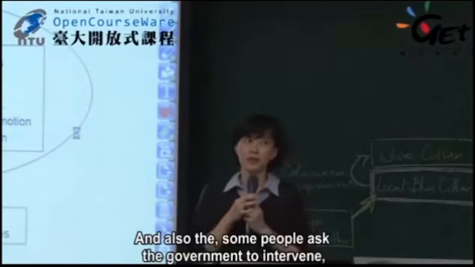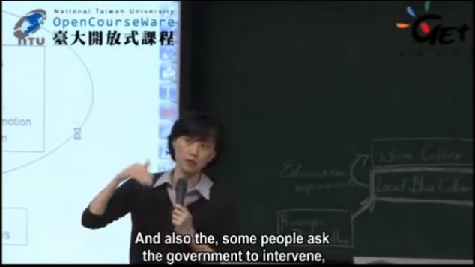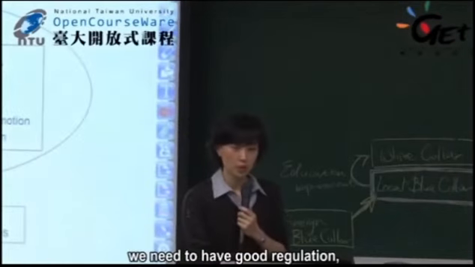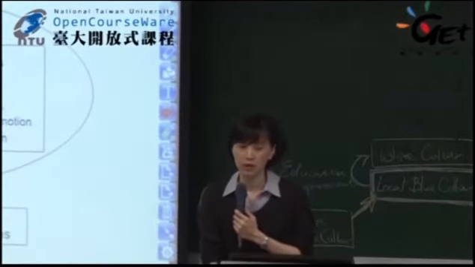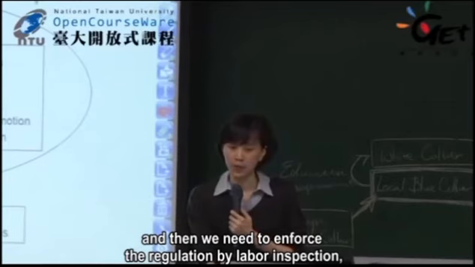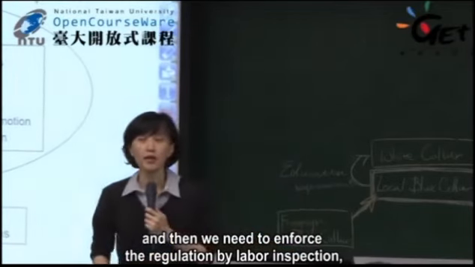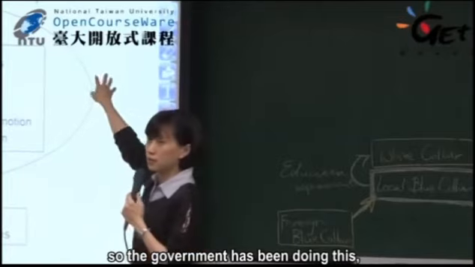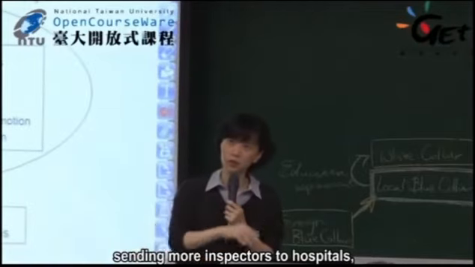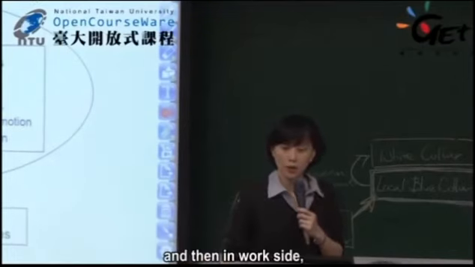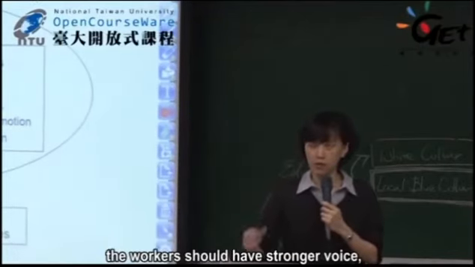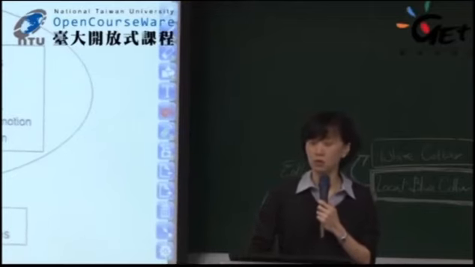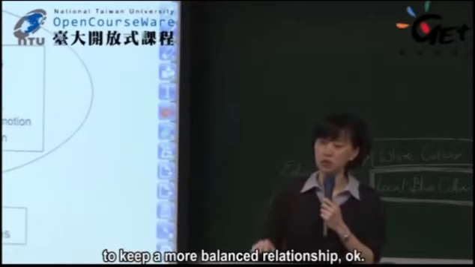And also, some people ask the government to intervene. So labor inspection, like here, we need to have good regulation. And then we need to enforce the regulation by labor inspection. So the government has been doing this, sending more inspectors to hospitals. And then in the work site, the workers should have a stronger voice. So unions will be helpful to keep a more balanced relationship.